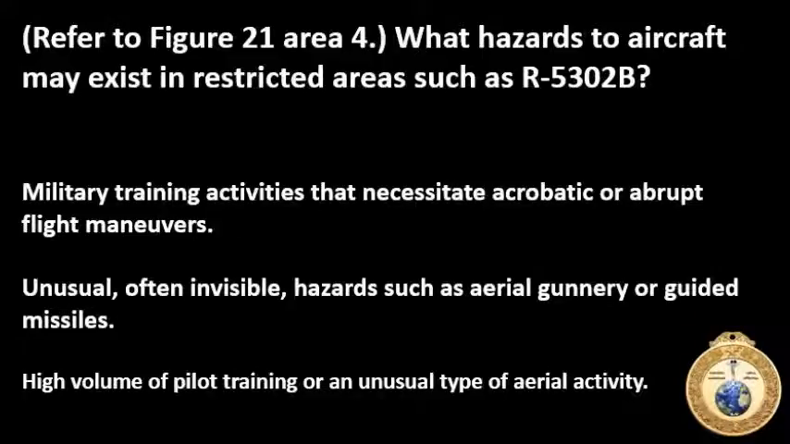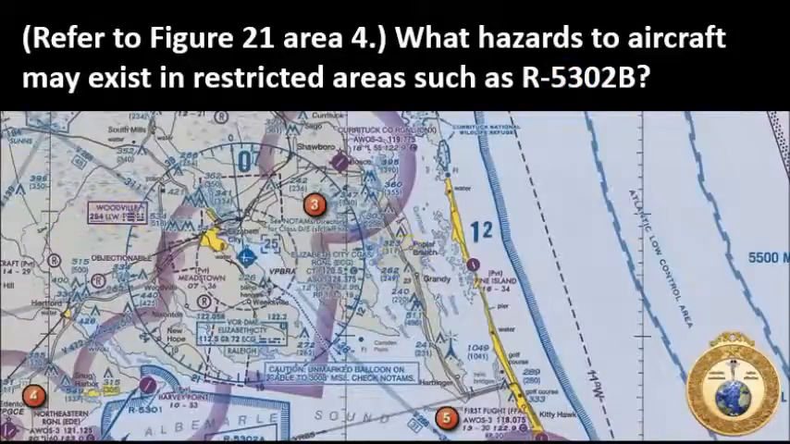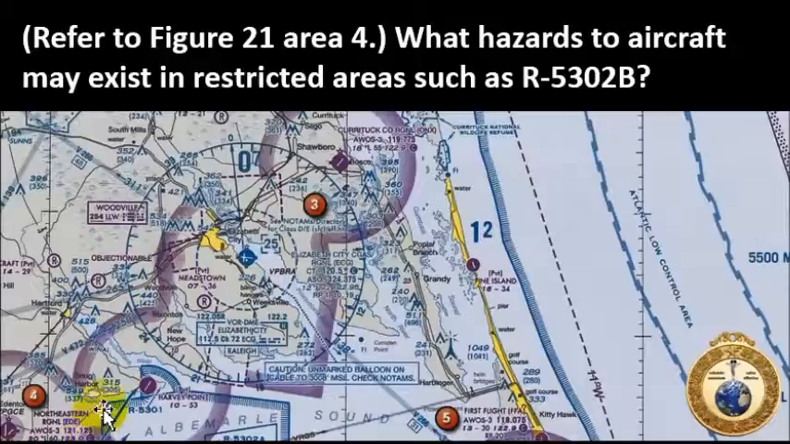Next slide. Okay, refer to Figure 21 in Area 4. What hazards to aircraft may exist in restricted areas such as R-5302B, or we call it 5302 Bravo. Alright, so in this test question, it is kind of all the way down, very low, but basically what we have is Area 4, and a restricted area looks like this.